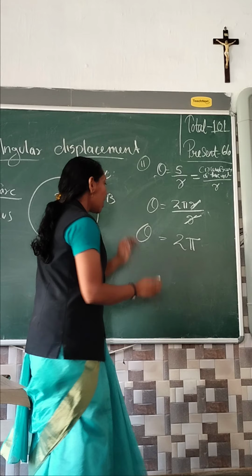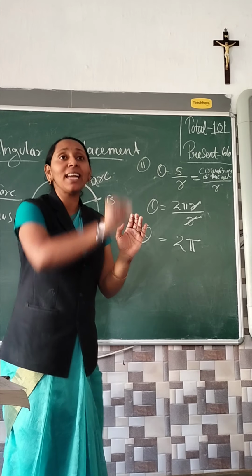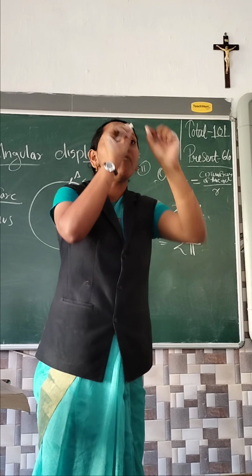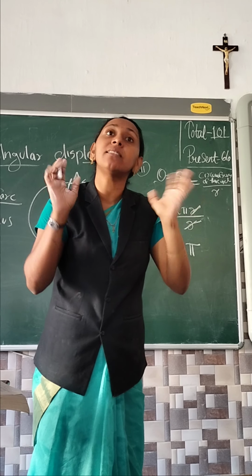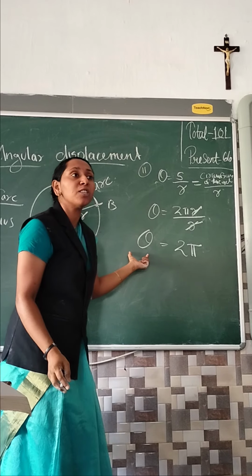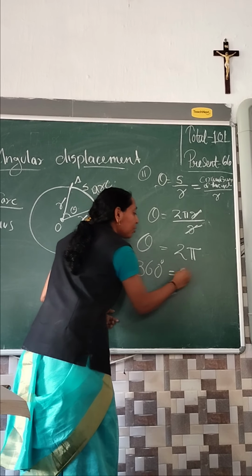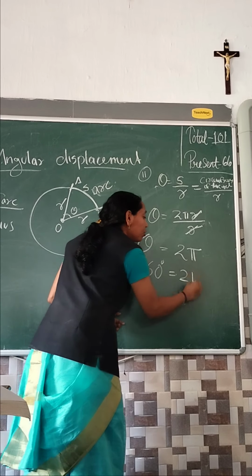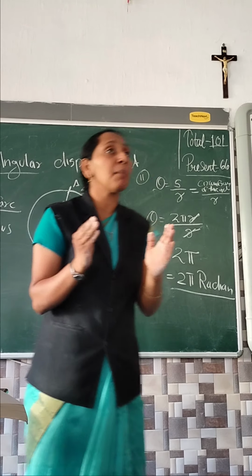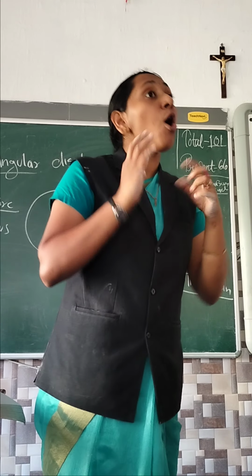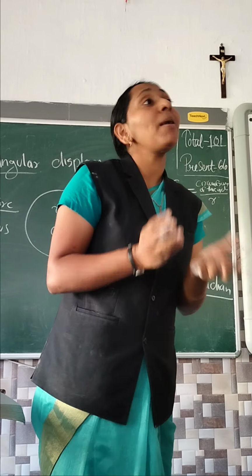Listen here. One circle, one completed circle. How many degrees are there? 360. So theta is replaced by 360. 360 degree equals 2 pi radian. How will the radian be given here? We should bother about the angular cases. The unit is radian. In the normal circular condition, the unit is degree.